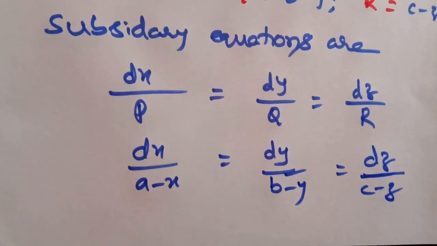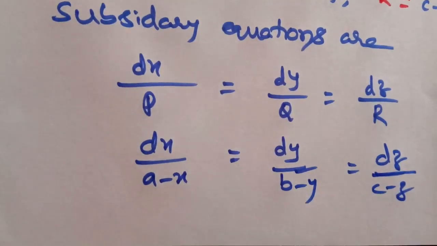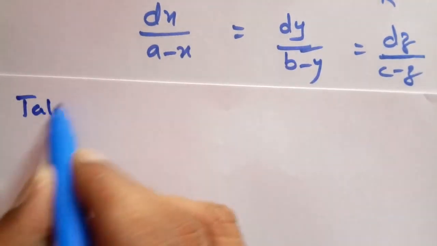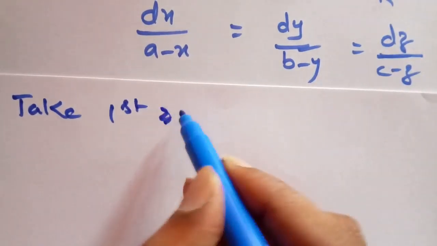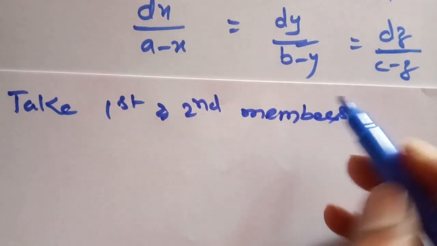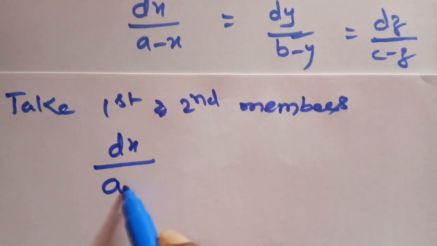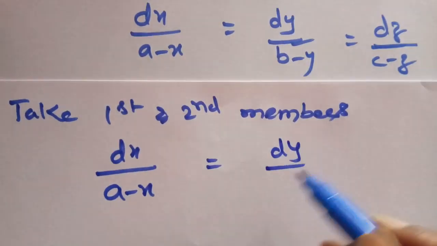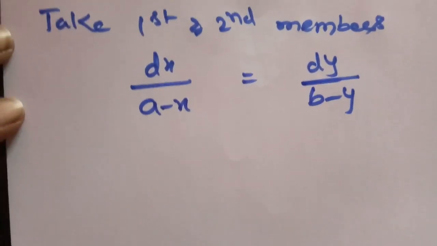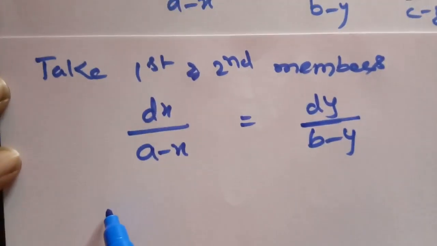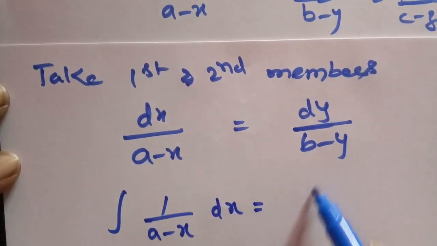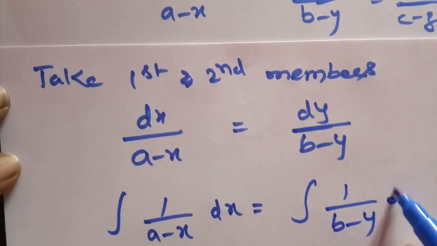Therefore, take two groups. First group, first and second members, that is dx by a minus x is equal to dy by b minus y. There is no involvement of z here. By direct integration, we get the solution. Integrating on both sides, integral of 1 by a minus x dx is equal to integral of 1 by b minus y into dy.